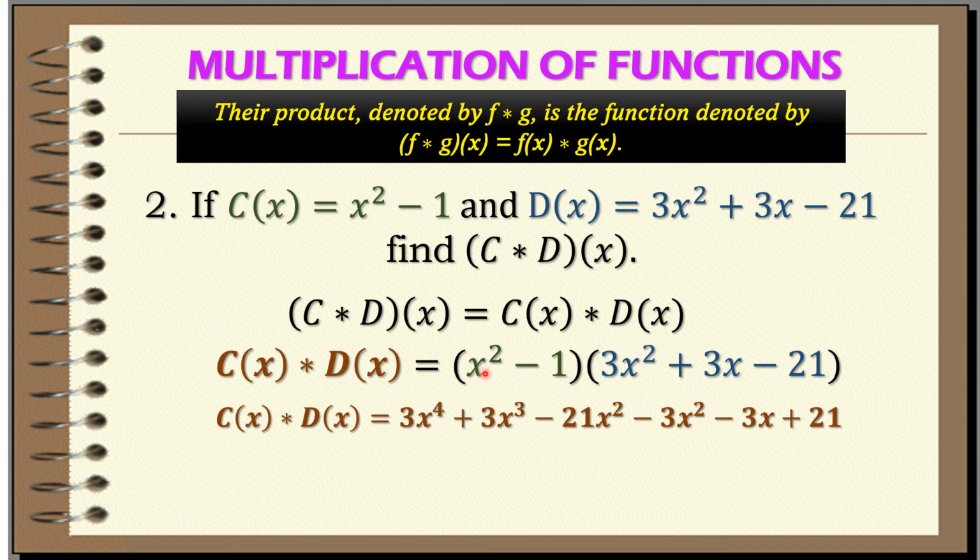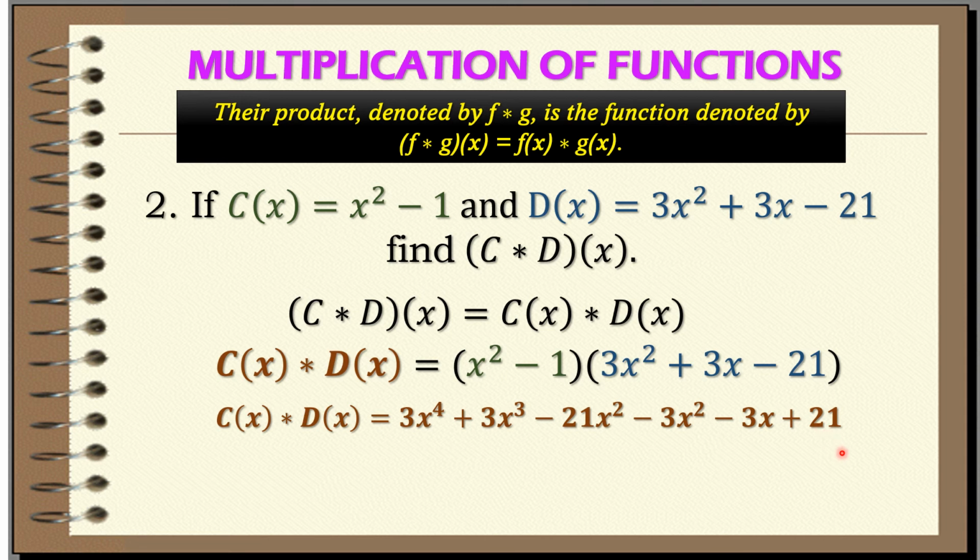So we have here x squared multiplied by 3x squared, that is 3x raised to the 4th power. And then x squared times positive 3x is equal to 3x cubed. And then x squared times negative 21 is equal to negative 21x squared. And then negative 1 times 3x squared is negative 3x squared. Negative 1 times 3x is equal to negative 3x. And then negative 1 again times negative 21 is positive 21.